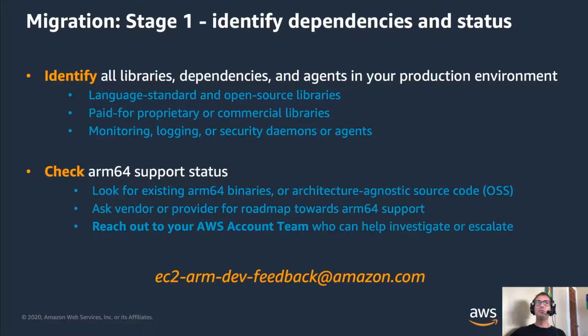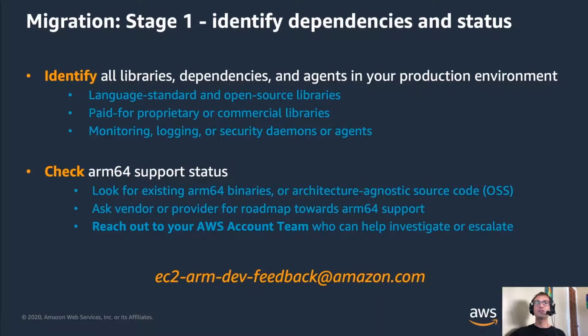Those dependencies might be open source or proprietary. There's now a pretty good coverage from the open source ecosystem on the ARM64 architecture. And if you have any proprietary piece of software for which you're lacking ARM64 support, please let us know. We are deeply involved with the software vendors to help them get their applications ported and available on Graviton2-based instances. So don't hesitate to either reach out to your AWS account team or to send us an email.